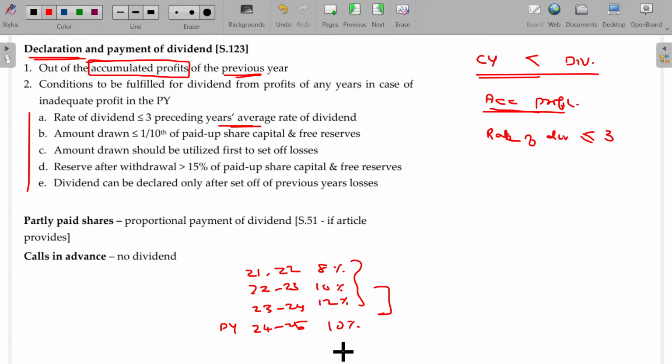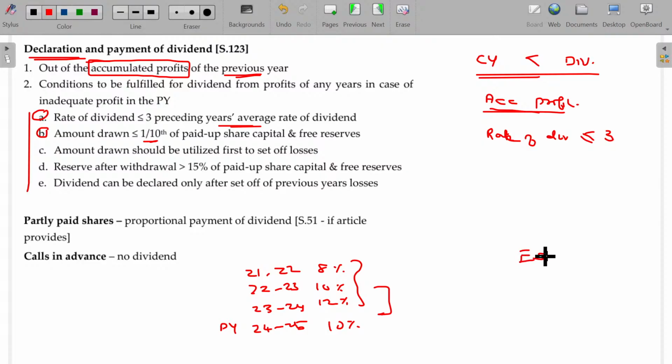As this year your profitability is not adequate enough to pay the dividend, you can offer the average of the 3 years or less than that. To that extent you can withdraw from the previous year's statement, number 1. Not only that, the amount drawn should be less than 1/10 of the paid up share capital and the free resource.